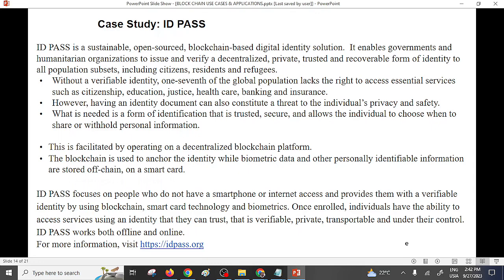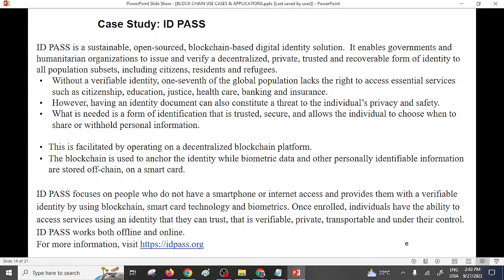ID Pass. ID Pass is a sustainable, open-sourced, blockchain-based digital identity solution. It enables government and humanitarian organizations to issue and verify a decentralized, private, trusted, and recoverable form of identity to all population subsets, including citizens, residents, and refugees.